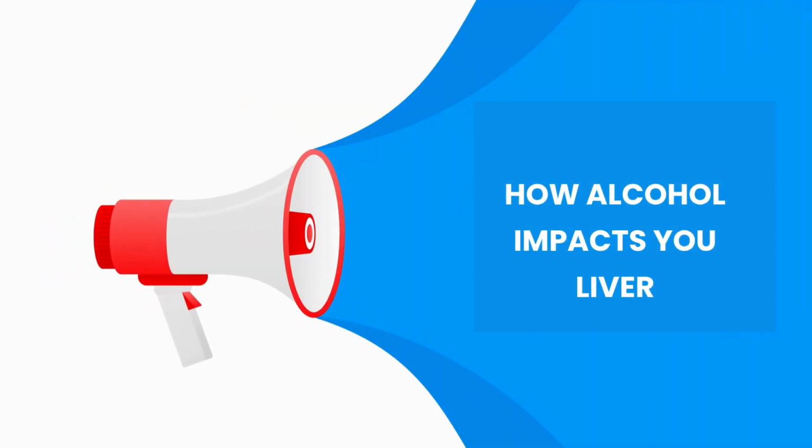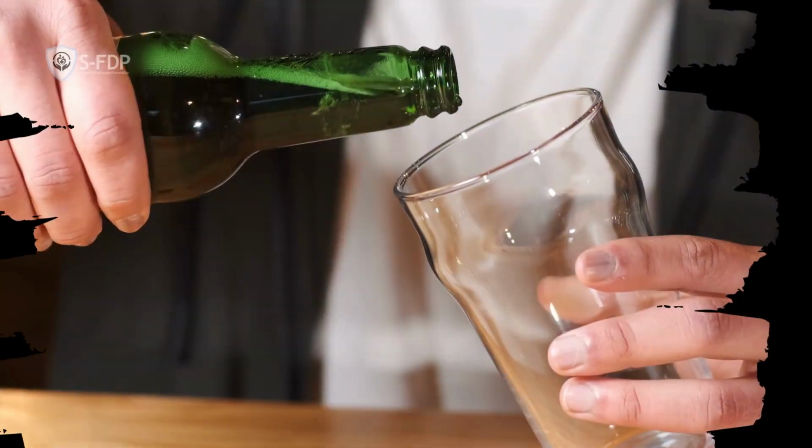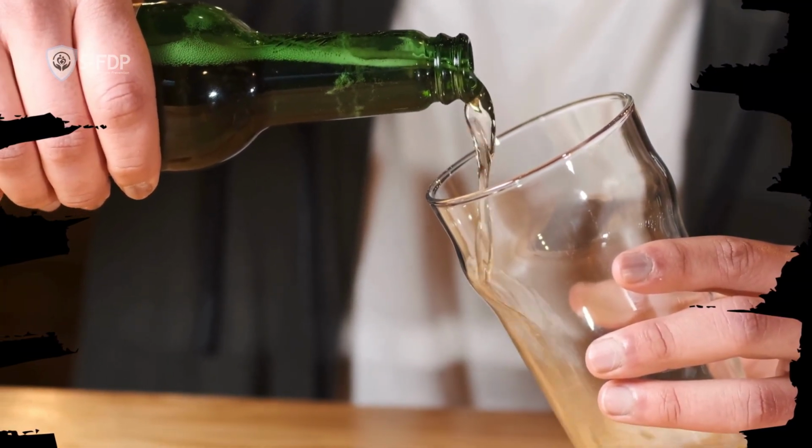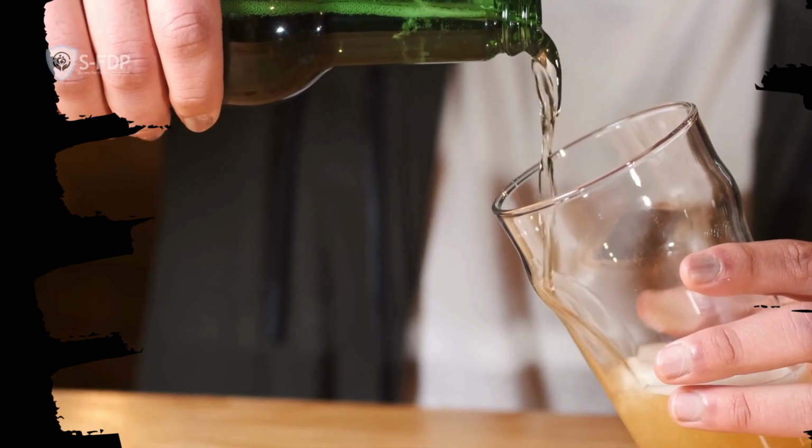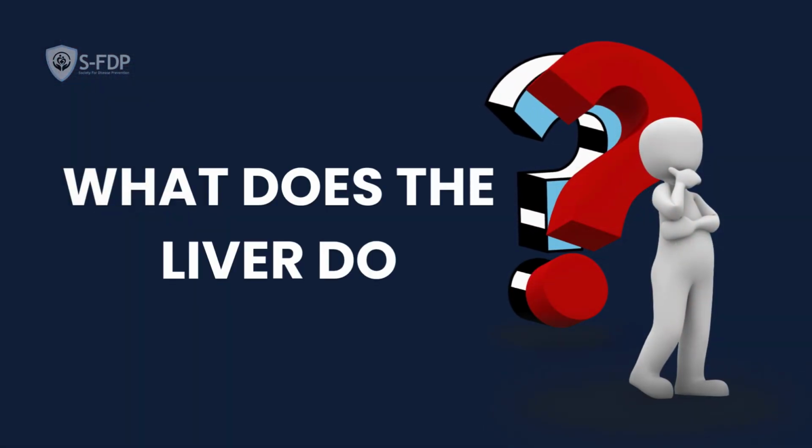Today we'll explain how alcohol impacts your liver, step by step. Understanding this process can help you make healthier choices and protect your body. Before we start, what does the liver do?